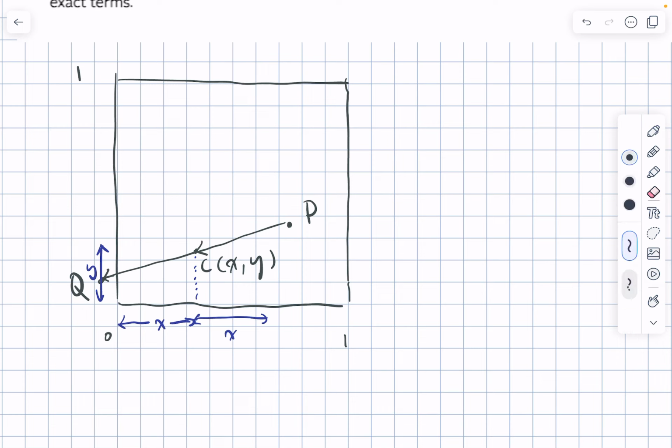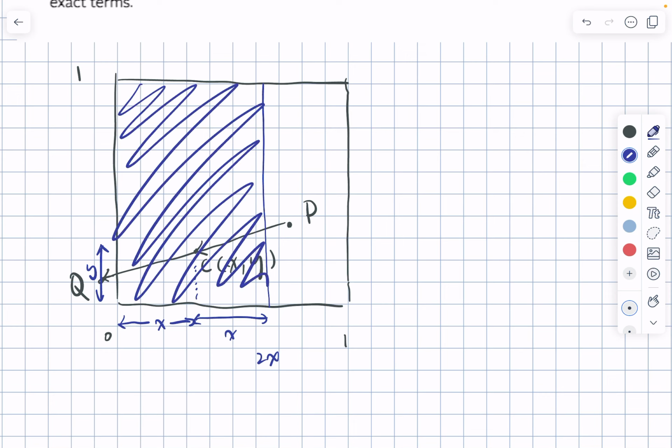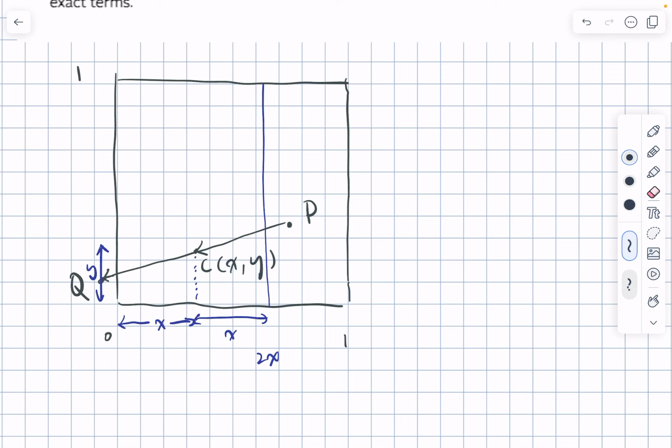So whenever we have a point C for the center, we can draw this vertical line here that represents 2x. This is the line at 2x. Any point on the left side of this line, in this shaded region, is not going to result in a Q that's outside. Otherwise, on the right side of this shaded region, it's going to result in point Q being outside.